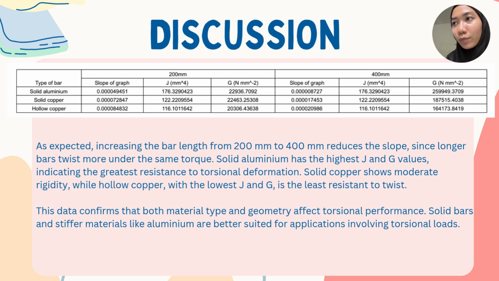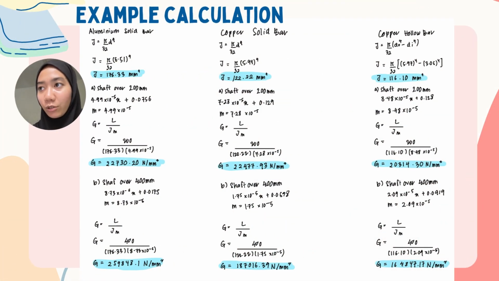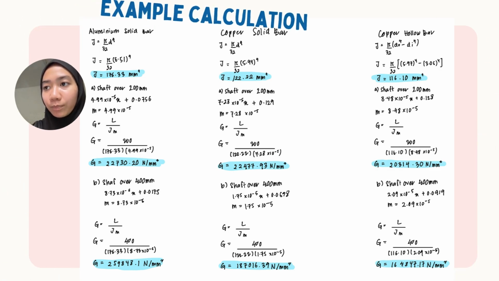This confirms that both material and geometry, like whether the shaft is solid or hollow, have a big impact on how it handles torsion. So, in real-world applications, if you need something strong and twist-resistant, a solid shaft made of stiffer materials like aluminium is the better choice. This is the example calculation of how we get J and G for the aluminium solid bar and copper hollow bar, for both distances at 400 mm and 200 mm.